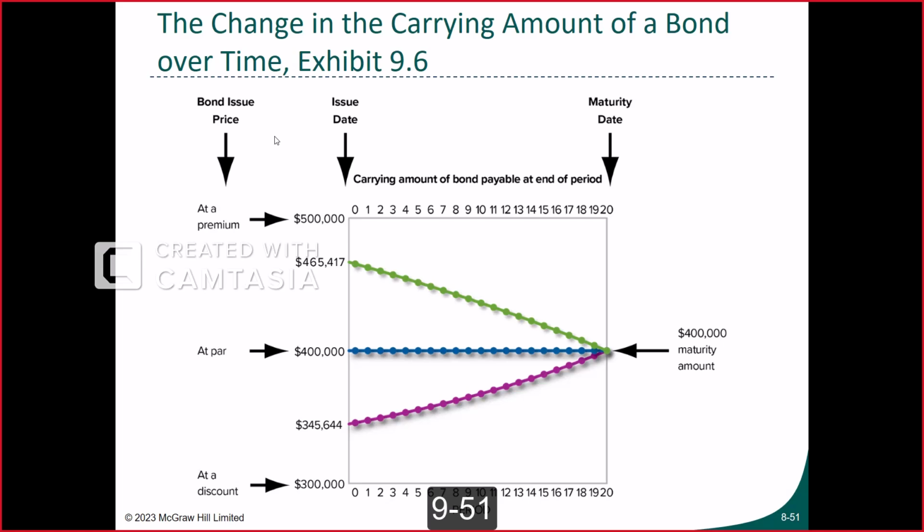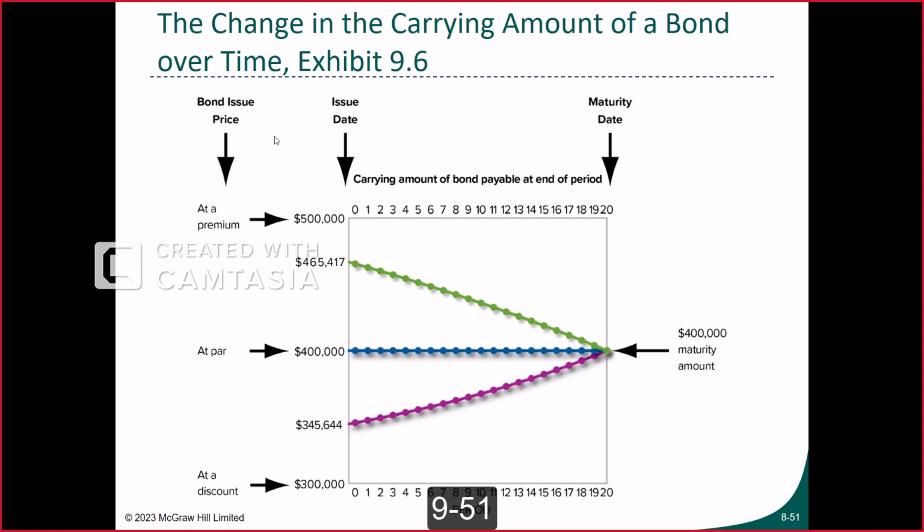What would be the journal entry every interest period? Debit what for how much and credit what for how much? Presume an issuance at par. Or let's start from the beginning. At the issuance day, what would be the journal entry? Debit cash for how much? Issuance at par. Debit cash for how much? $400,000. Credit bonds payable for how much? $400,000. No premium, no discount.